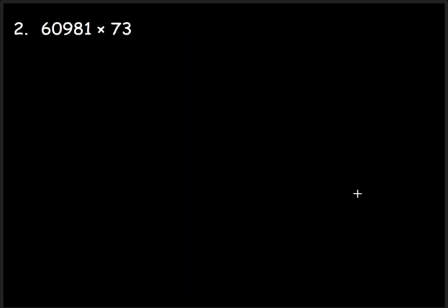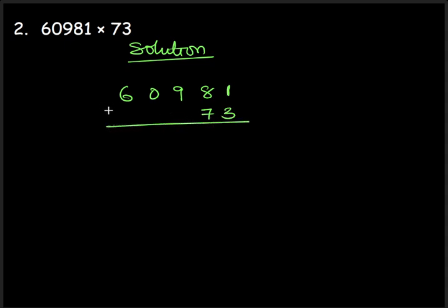Okay, so let's take the last one under multiplication by two digits number. Solution. Okay, so we have 660,981 times 73. What do we have? Okay, let's start. 3 times 1, 3.